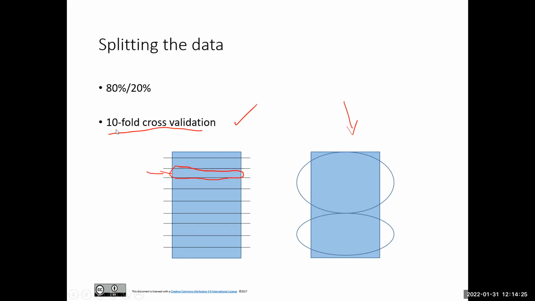Anyway, this is an important concept, tenfold cross-validation, because for both of these, you're going to get all the metrics, right? Precision, recall, F1 measure. But which one of these two approaches would you say is the most reliable for evaluating your model?